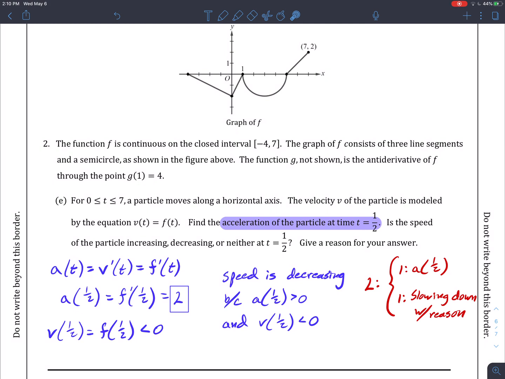All right, so we've answered the first part. That's 1 point. Very, very simple, I think. Just look at the slope of the line at 1/2. The second part is more of a concept, clearly.